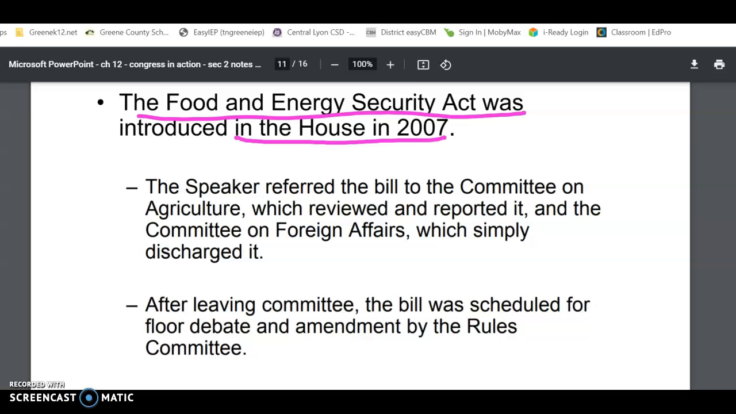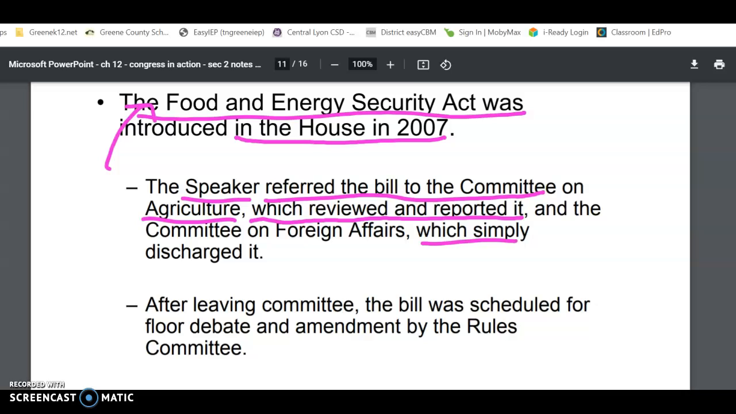Again, we're not writing this down, just discussing and learning. So what happened to the bill after it was introduced to the House? Well, the Speaker of the House referred the bill to the committee. Which committee would you refer it to if it were the Food and Energy Security Act? You would obviously refer it to the Agricultural Committee. Then the Agricultural Committee would have sent it to the subcommittee. And the subcommittee did its job. It reviewed and reported about the bill. And it reported to the Committee of Foreign Affairs.